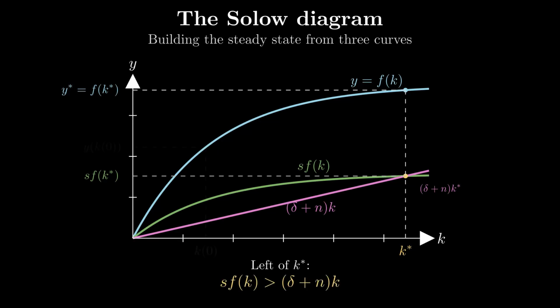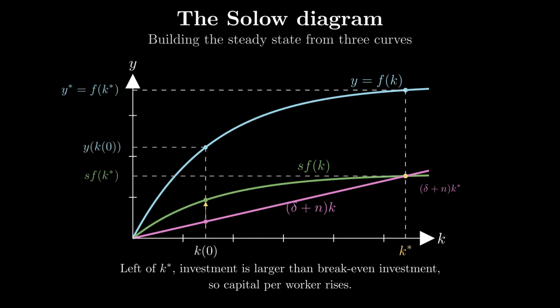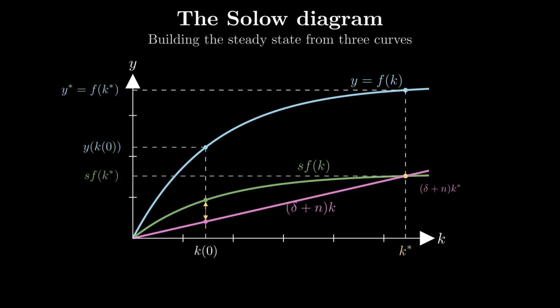To the left of k star, investment is larger than break-even investment, so capital per worker rises. And this is the visual heart of the Solow growth model.